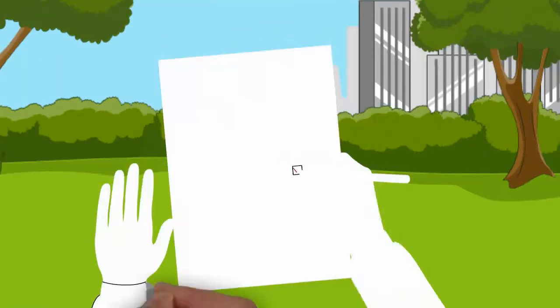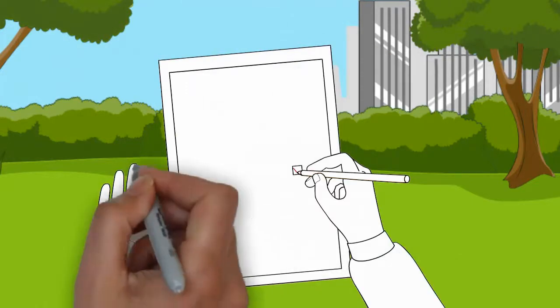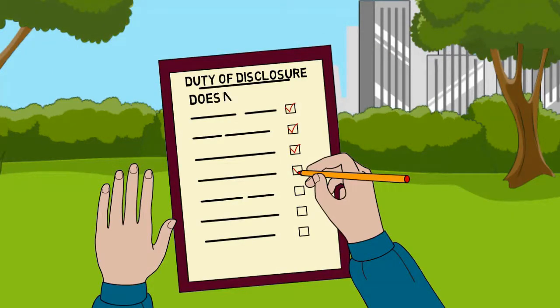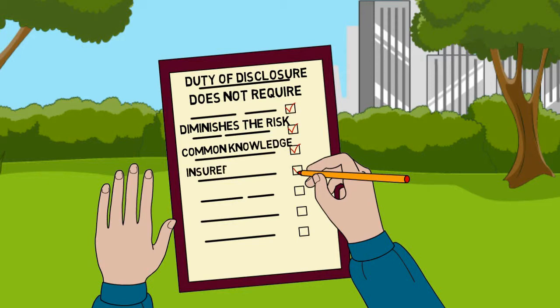Your duty of disclosure, however, does not require disclosure of a matter that diminishes the risk to be undertaken by the insurer, that is common knowledge, that your insurer knows or, in the ordinary course of business, ought to know, if compliance with your duty in relation to that matter is waived by the insurer.